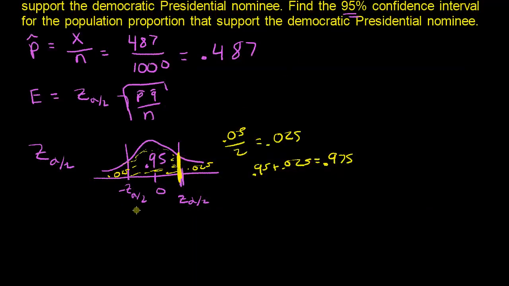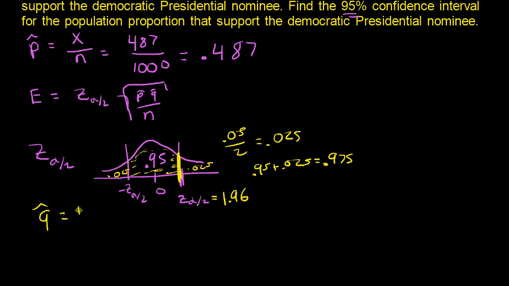1.96. All right, so this Z alpha divided by 2 is 1.96. All right, great. So let's see. Oh, we should also calculate what Q is. That's another thing that's in this equation for E. So let's go ahead and do that too.